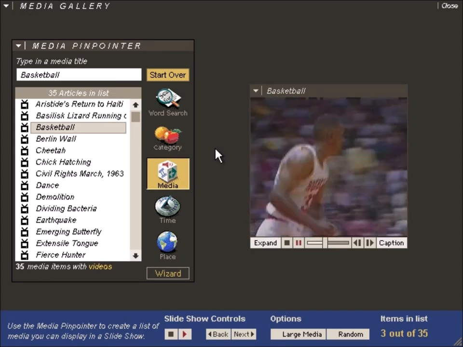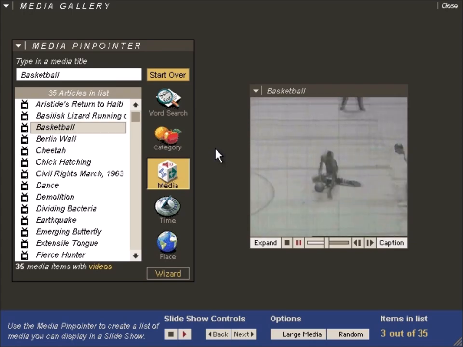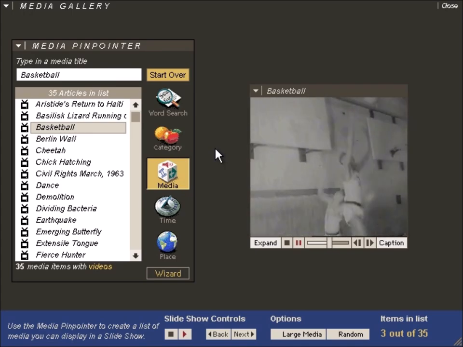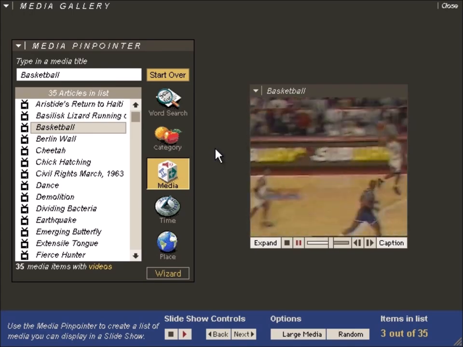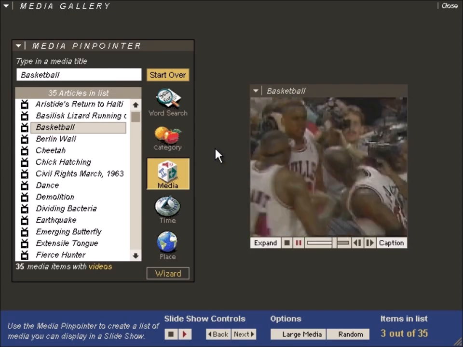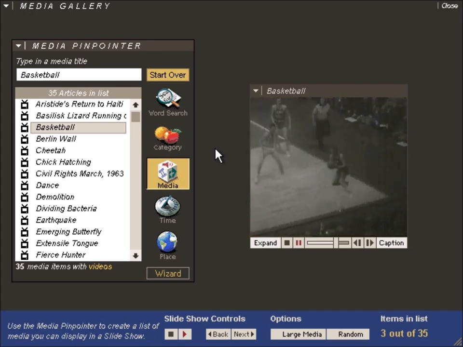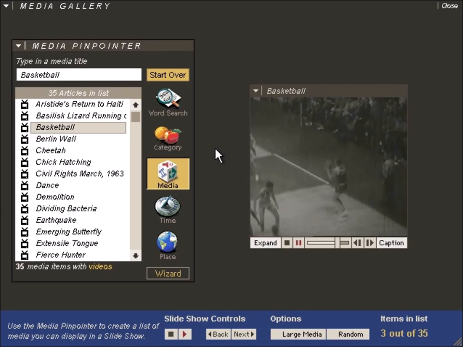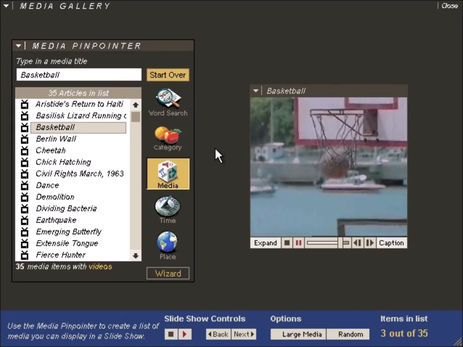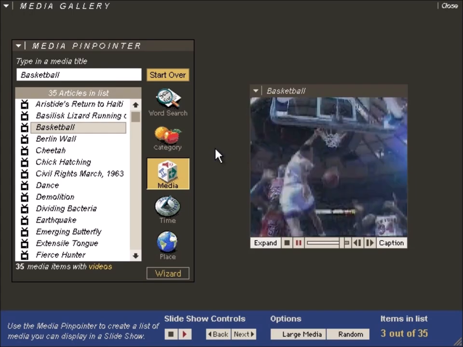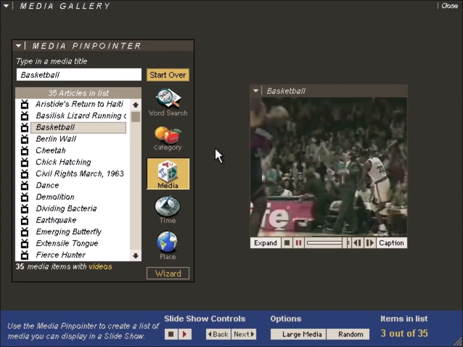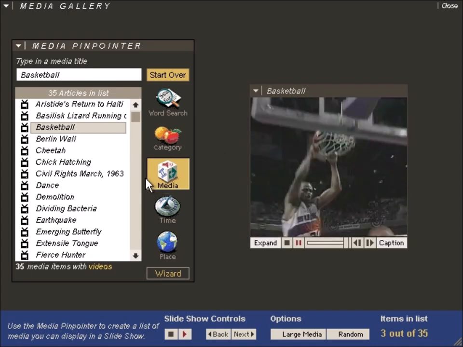Some of the skills you'll need include dribbling, blocking, passing, and, oh yes, shooting. Being tall is not a requirement, but it helps. All you need is a hoop and a ball.